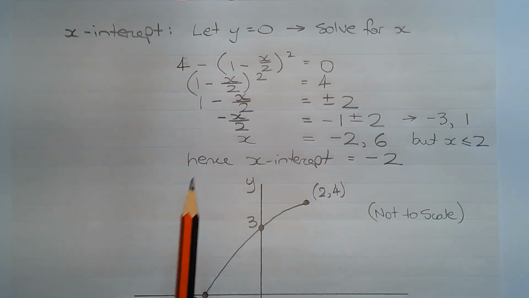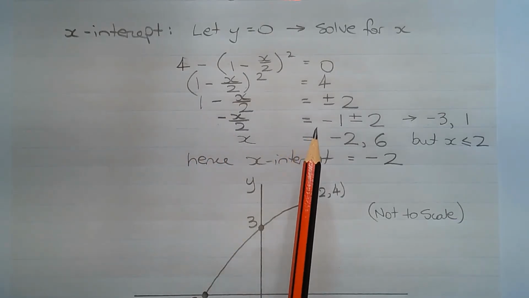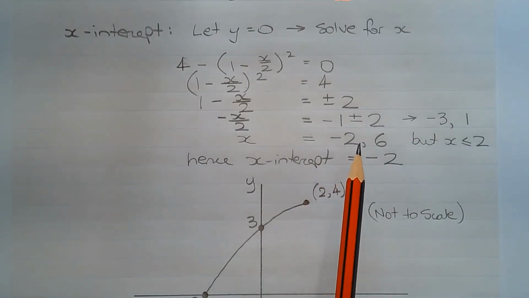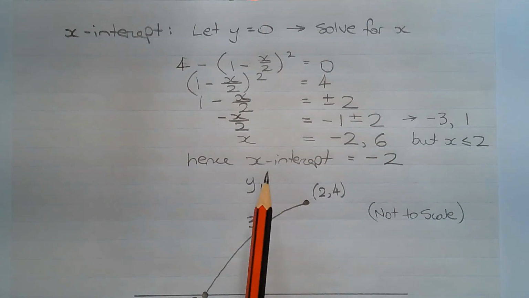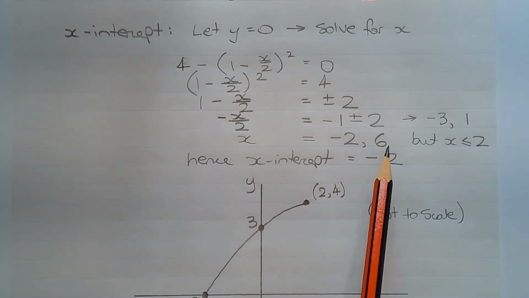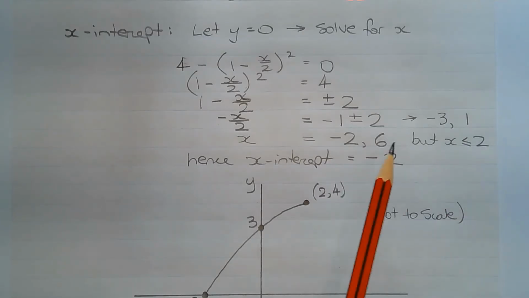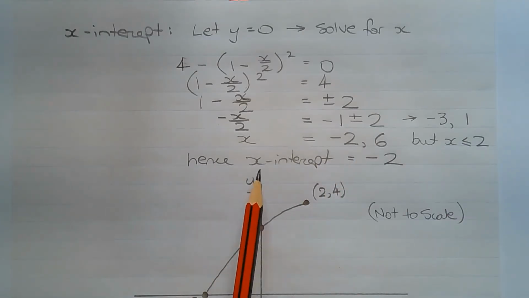Subtracting 1 from both sides, we have negative x over 2 is equal to -1 plus or minus 2, which corresponds to -3 or 1. And multiplying both sides by -2, we have x is equal to -2 or 6. But the domain of x is x less than or equal to 2. So we're only going to accept one of these answers. Hence, the x-intercept is -2.